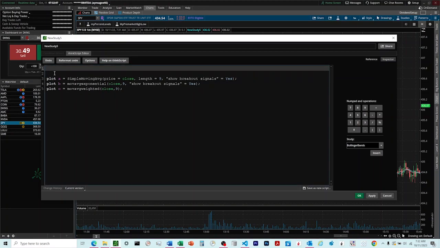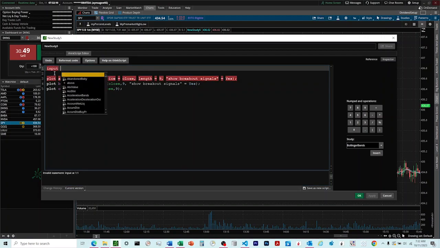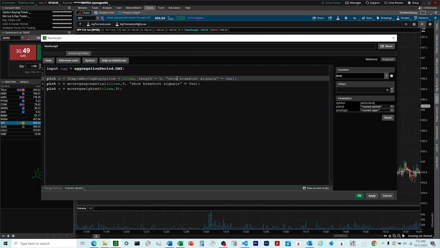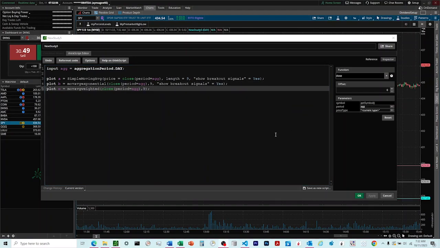Do it by coming up here, typing input, and we would say AGG equals, it's probably not the best name to use, but AGG equals aggregation period dot day. We'll end it with a semicolon, and that tells it that we want to use the days. And then down here on the close, we'll add parentheses and say period equals AGG. We'll do that for all 3 of them.